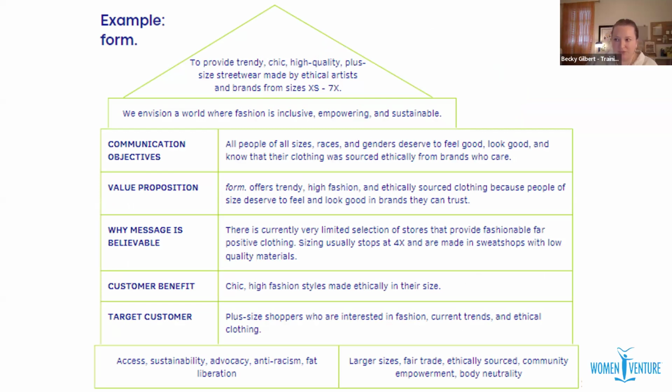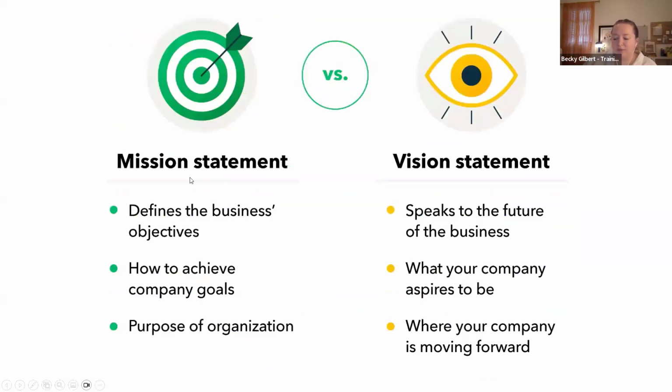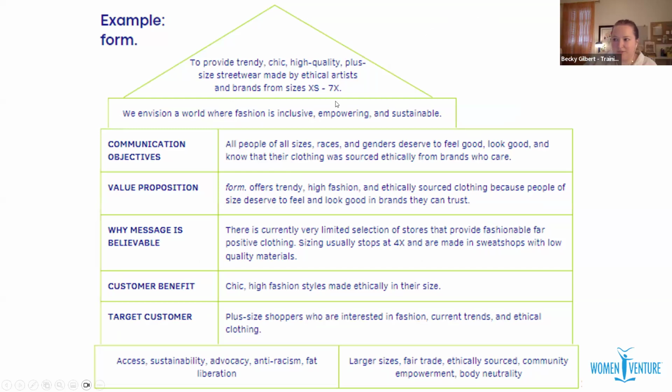Form is one of them. So I'm actually just going to read her mission statement here. To provide a trendy, chic, high quality, plus size streetwear brand made by ethical artists in sizes extra small to 7X. So again, looking back at a mission statement and what that is, it's defining who they are, how they want to achieve those goals, and why they exist, right?